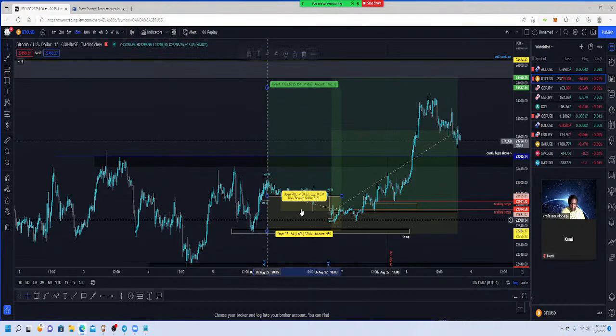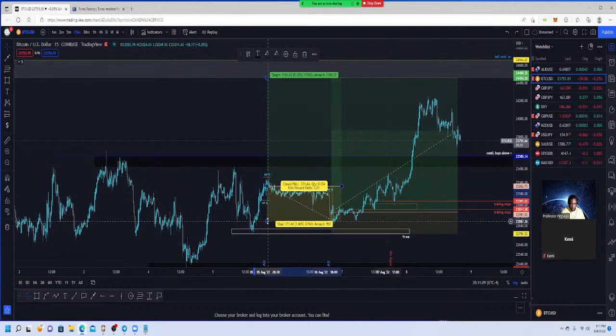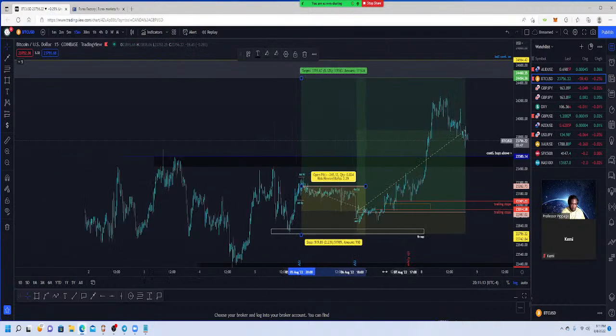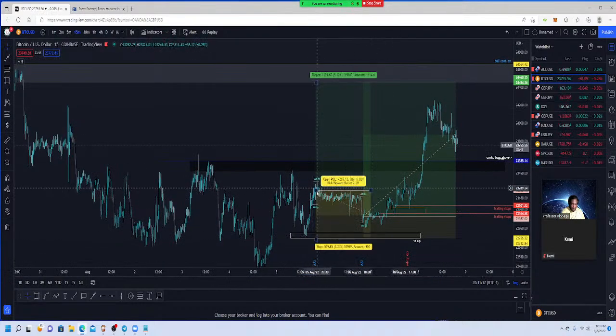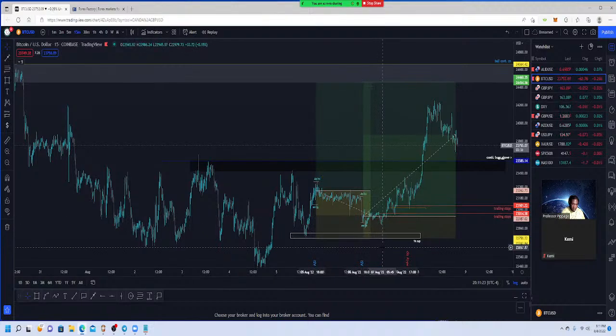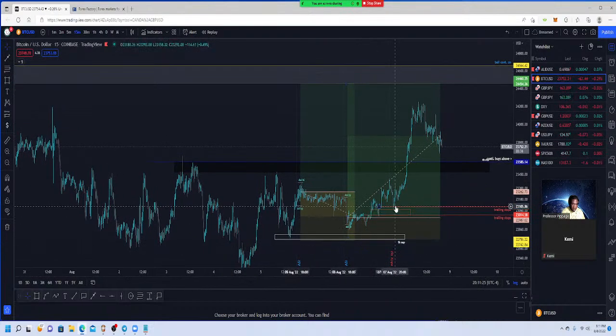Stops originally, go back. Stops originally were below this support. These were right here as well. I trailed the stops yesterday. The first trade I got in was on Friday. Second trade was on, or first positions were on Friday. Second positions were on Sunday. I trailed the stops right over here.